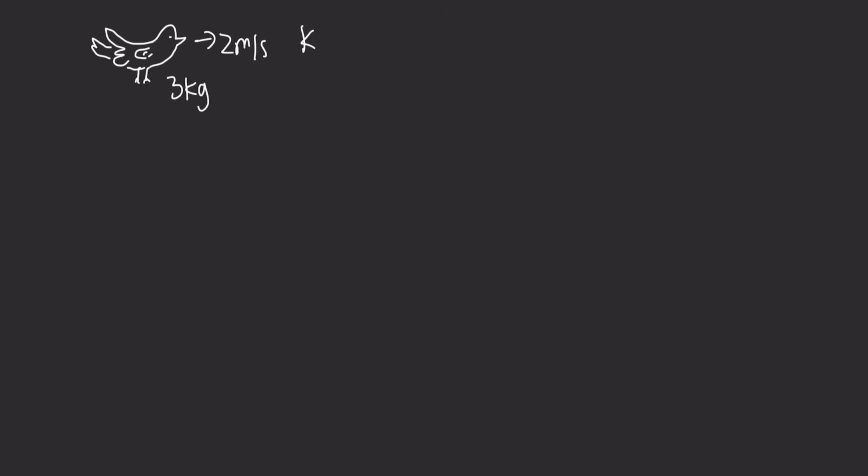So the faster the object moves, the greater its kinetic energy. And if the object has a greater mass, its kinetic energy will also be greater. The equation for kinetic energy is given by K equals 1/2 mass times the velocity squared.